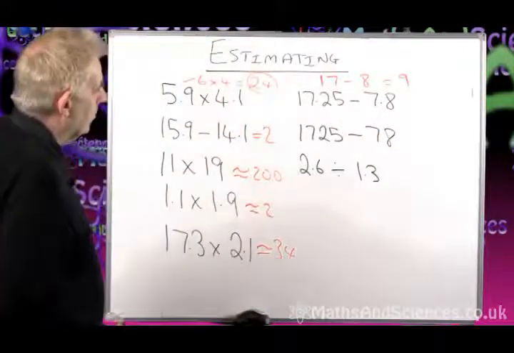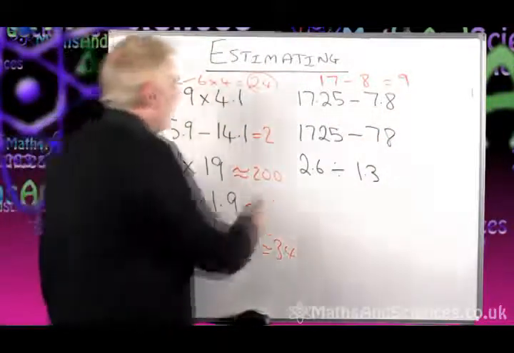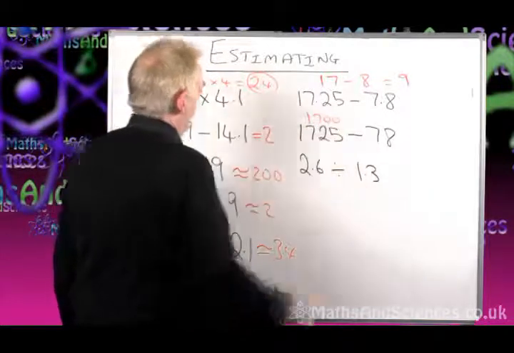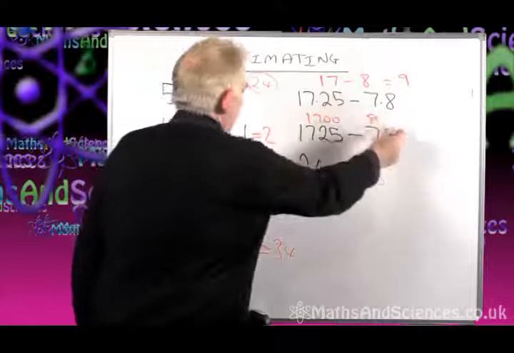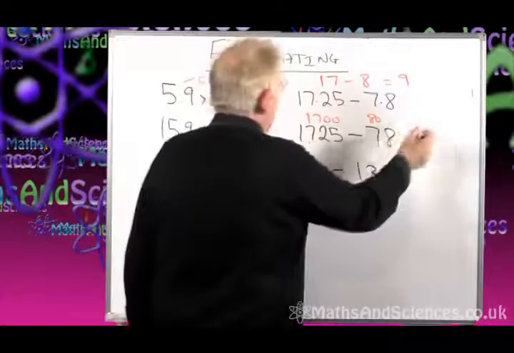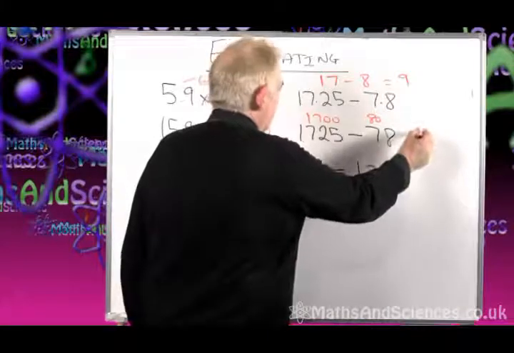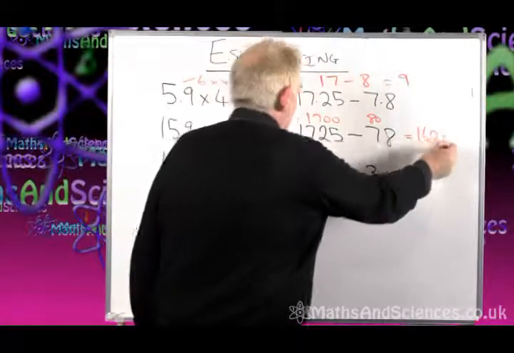We've got to be a little bit careful on this though. That one we could say is roughly 1700 and this one is roughly 80. So the answer is going to be, roughly speaking, about 1620.